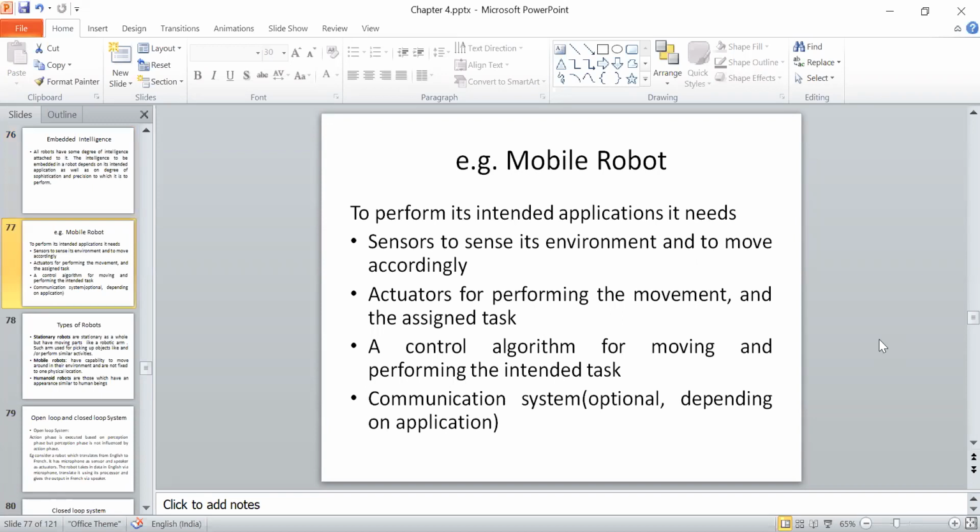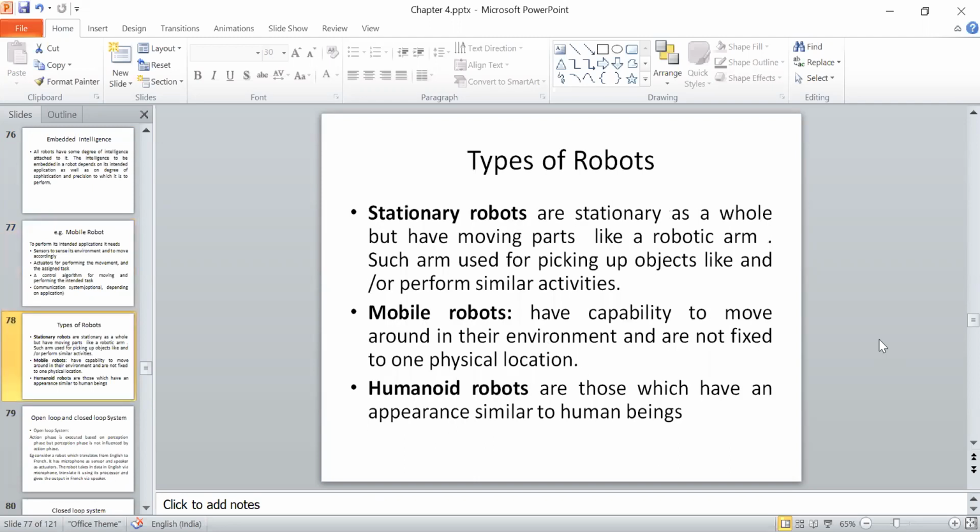So to perform any application in a mobile robot, what do we need? We need sensors, we need actuators, we need a control algorithm, or as we say, initial coding, on the basis of which your robot works. And sometimes we also need a communication system so that we can pass this information somewhere else. So it is an optional part, not necessary that every robot has this communication system, but three mandatory things are always there: sensors, actuators, and a control algorithm, which gives the intelligence to your robot.